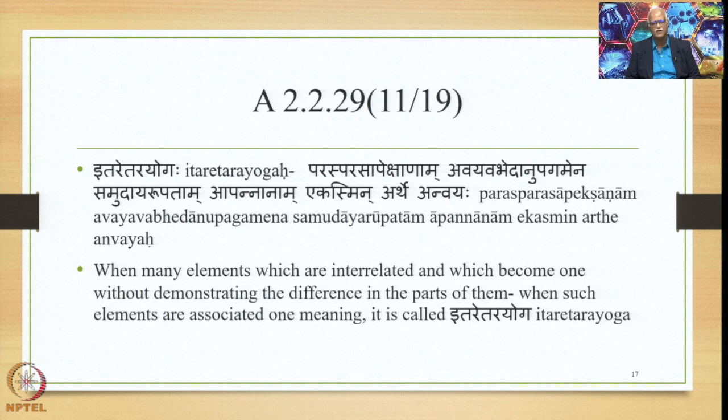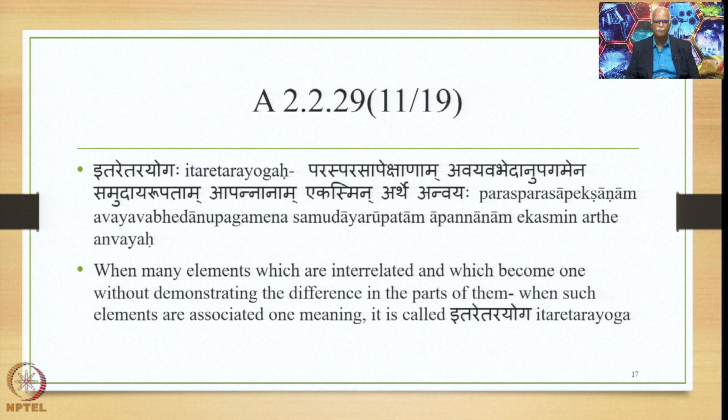Let us first study itaretara yoga. Itaretara yoga is explained in the traditional commentaries as paraspara sapekshanam avayava bhedanupagamena samudaya rupatam apannanam ekasminnarthe anvayaha. When many elements which are interrelated and which become one without demonstrating the difference in the parts of them, when such elements are associated with one meaning, it is called itaretara yoga.